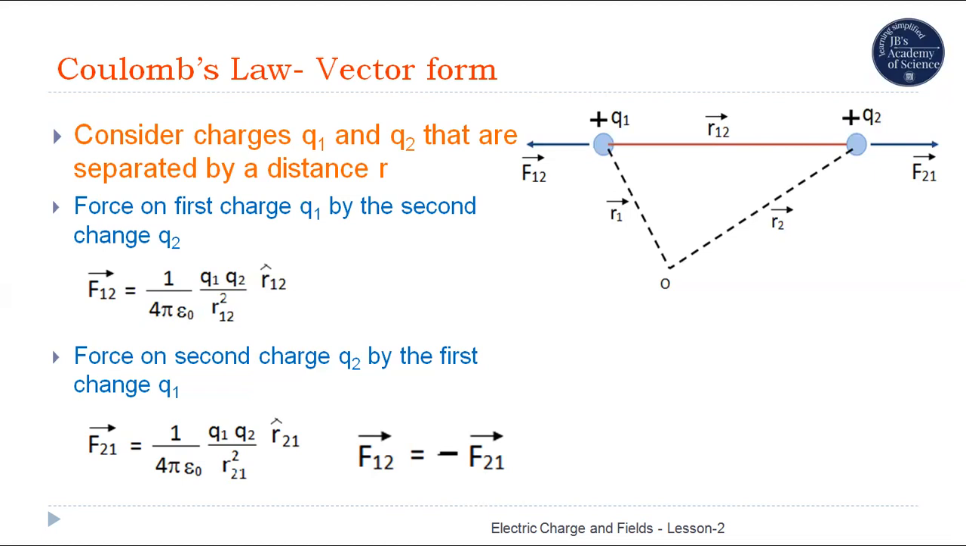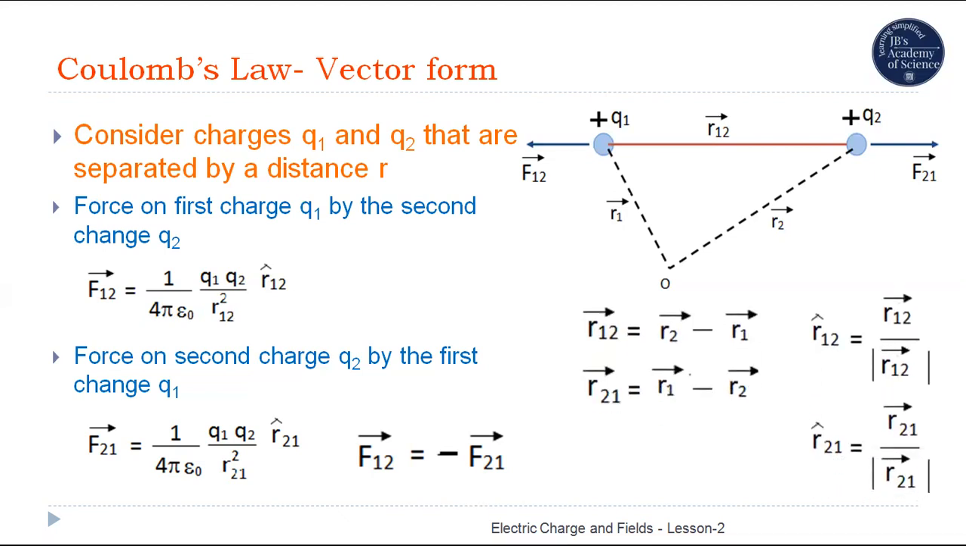Only direction changes. That is, force on first charge due to second charge is equal to force on second charge due to first charge, but they are in opposite directions. That is, F12 is equal to minus F21. Here, R12 is equal to R2 minus R1, R21 is equal to R1 minus R2. The unit vector R12 cap is R12 divided by magnitude of R12. Similarly, R21 cap is equal to R21 divided by magnitude of R21.